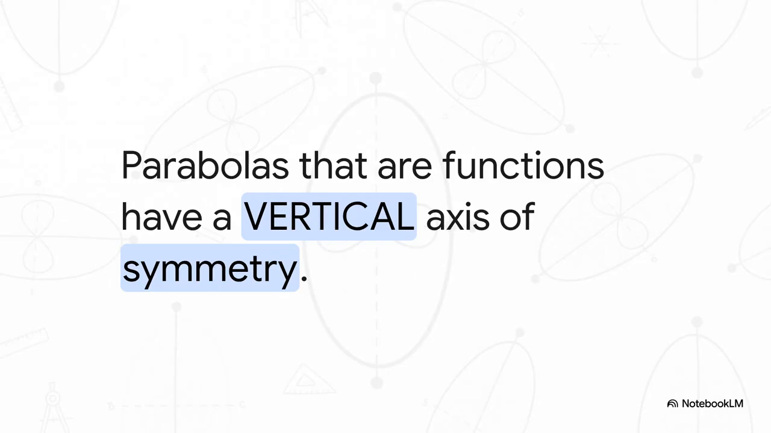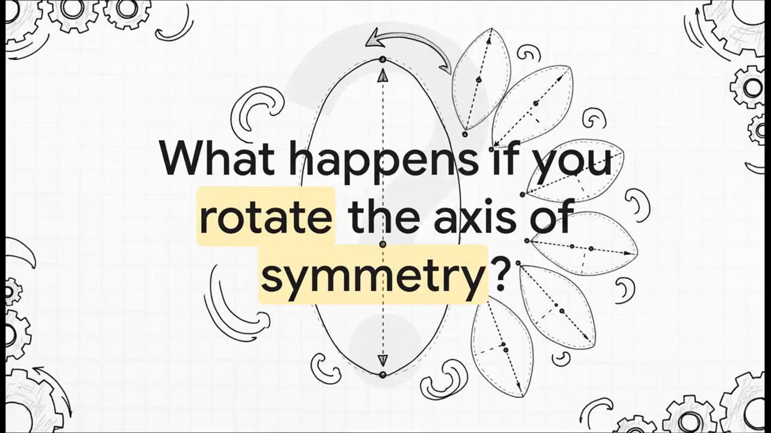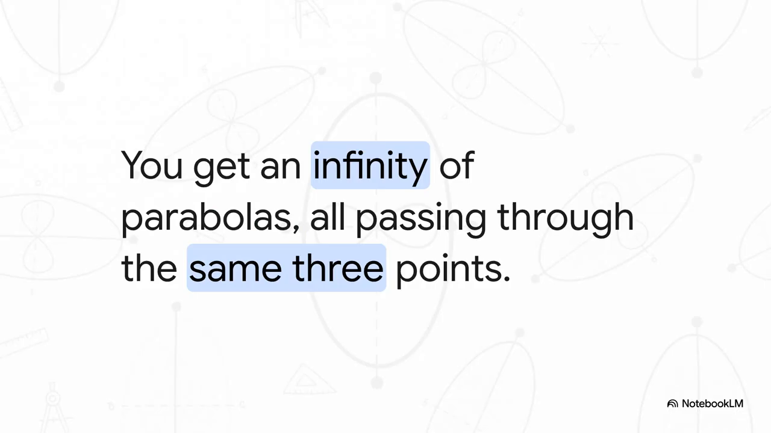See, the parabolas we're all used to from school are functions. And to be a function, it has to pass the vertical line test, right? For that to happen, its axis of symmetry must be perfectly vertical. That's the one single familiar parabola we all imagine. But that leads us to the final game-changing question. What happens if that axis of symmetry isn't vertical? What if we could just tilt it, rotate it? And boom, there's our answer.